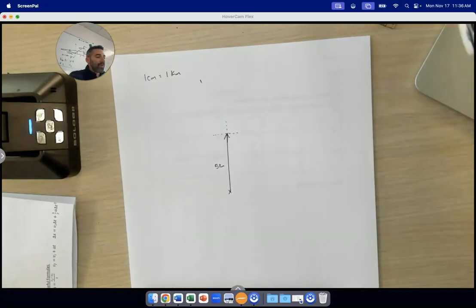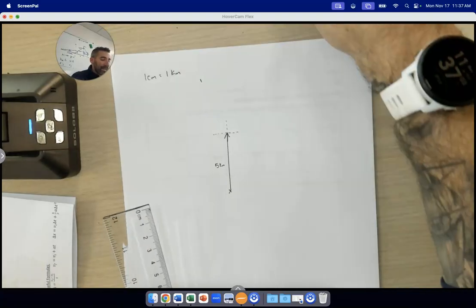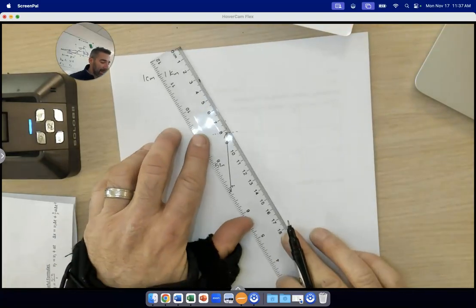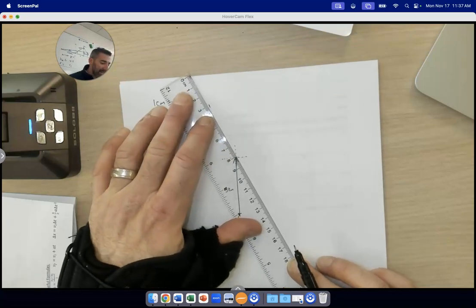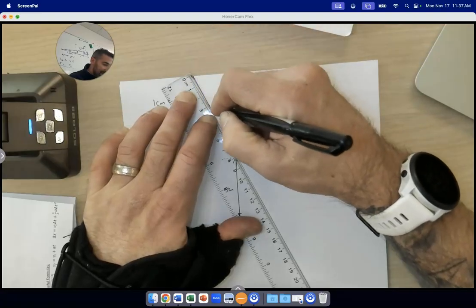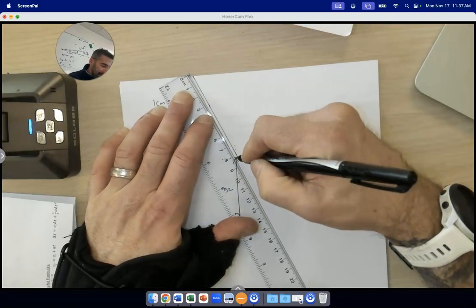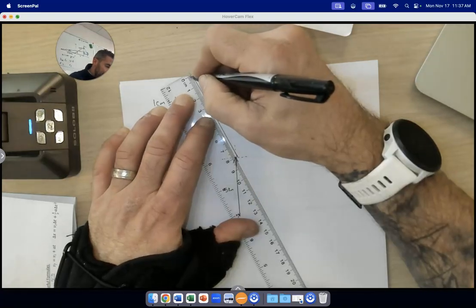I now take my ruler, and it's 8 kilometers. You can see right there, 8 kilometers. So that means I need an 8 centimeter line, which just barely fits on my paper. Look at that. That was a lucky accident. Oh, I missed. I'm sorry. I'm going to try that again. Right there.